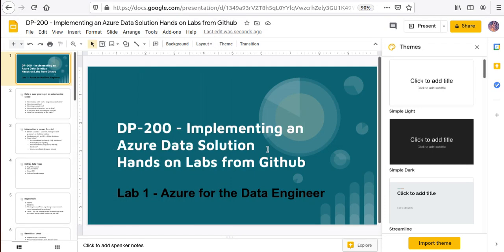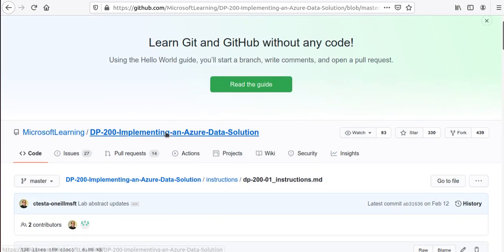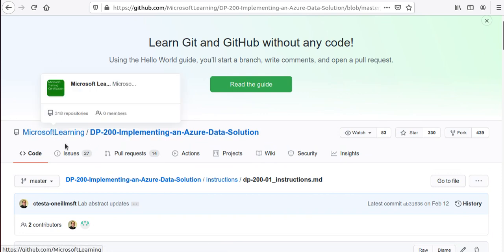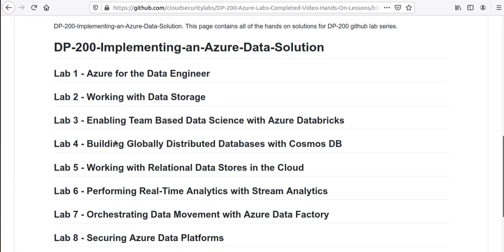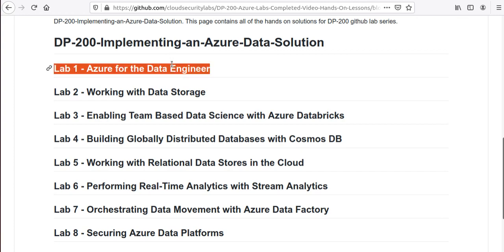In this series we are starting the labs that are important for the DP200 examination, which is implementing an Azure data solution. In this series of labs we are going to follow all the labs that are available for DP200, implementing an Azure data solution from Microsoft Learning. There are about 9 different labs, and today in this video we're going to complete the lab for Azure for Data Engineer.